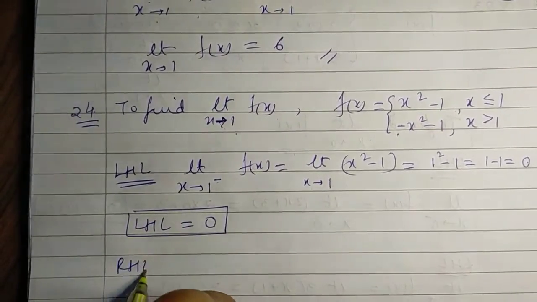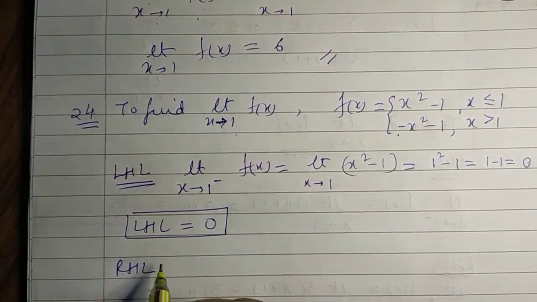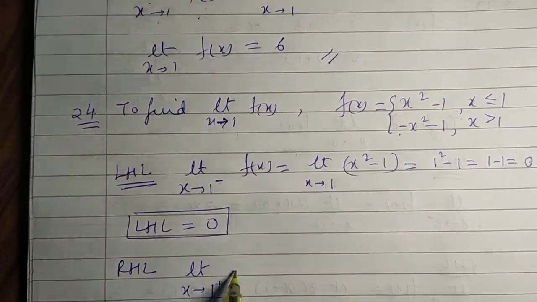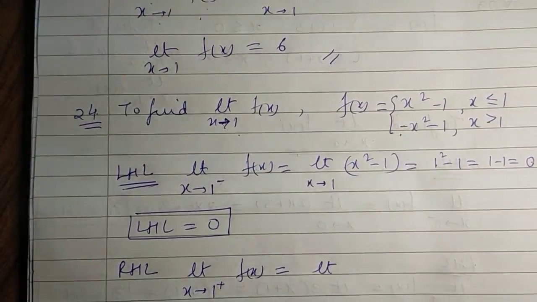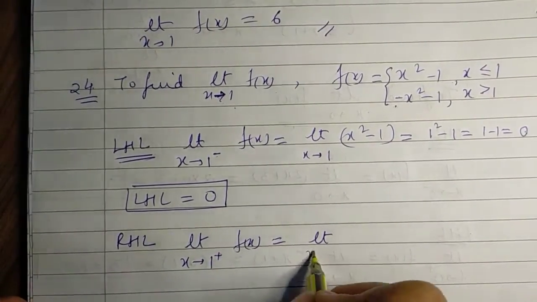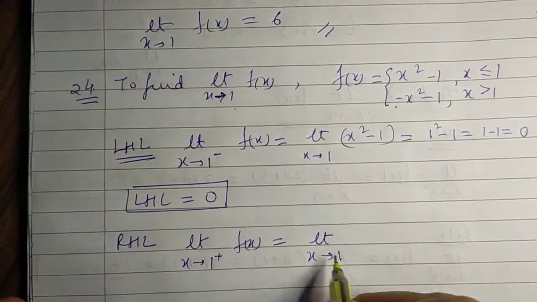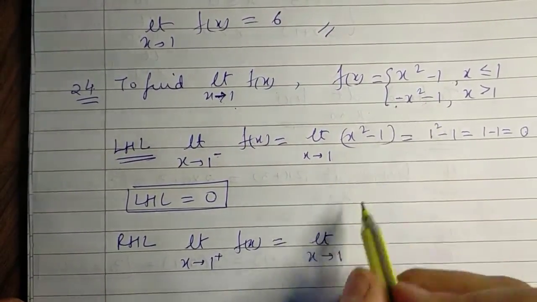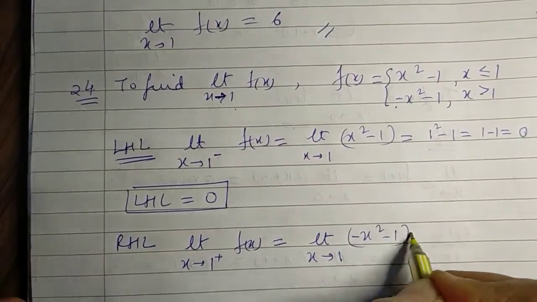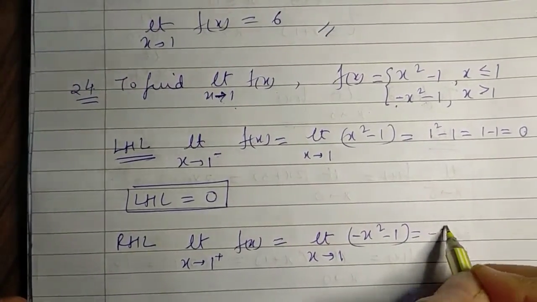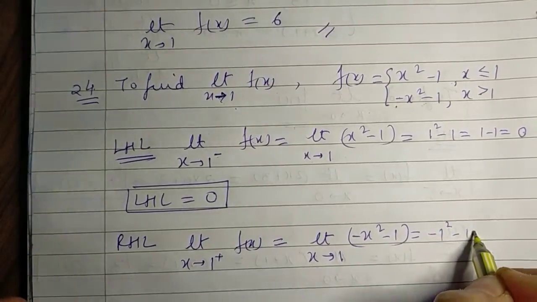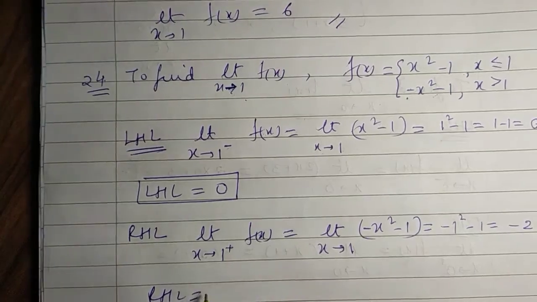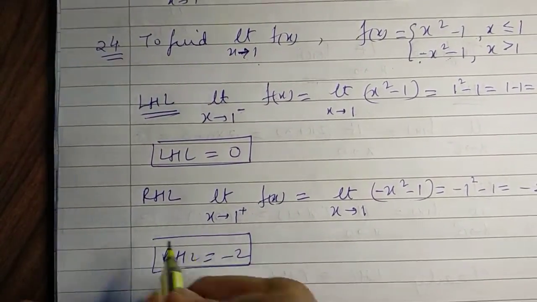Now let us see what is the value of the right hand limit. So we get the limit as x tends to 1 plus of f(x). Now the next step involved is you drop the positive sign, and instead replace the f(x) with the function definition on the right, that is minus x squared minus 1. Substituting the value, you get minus 1 squared minus 1, which is minus 2. So right hand limit equal to minus 2.